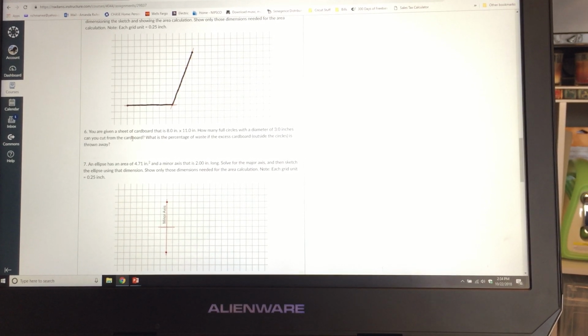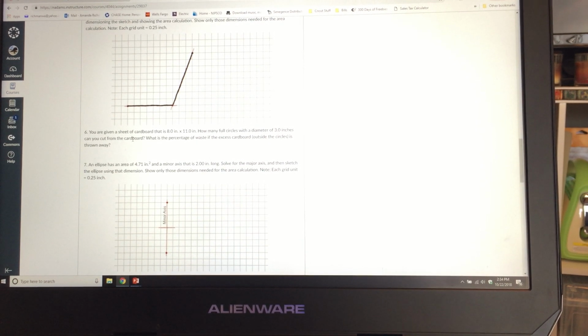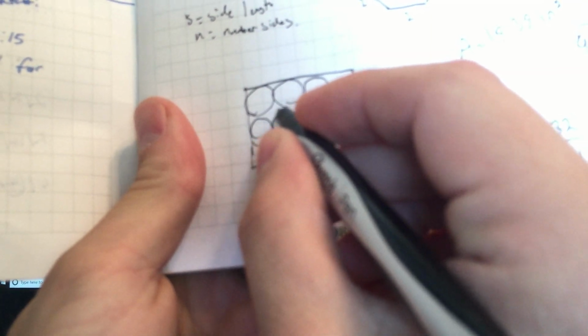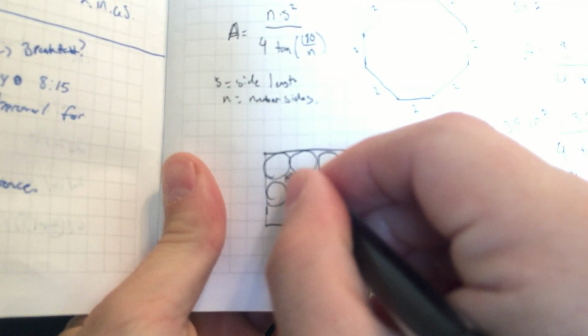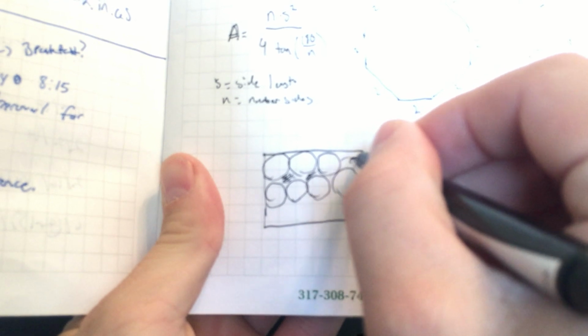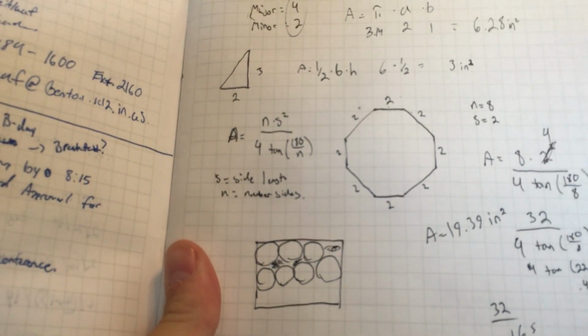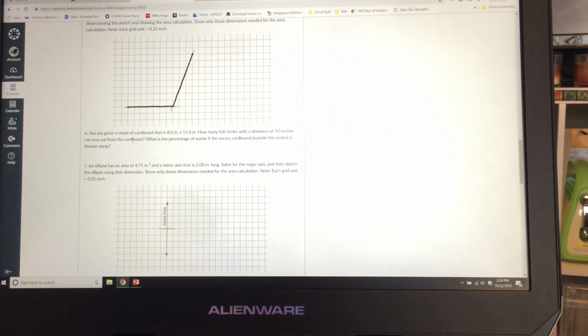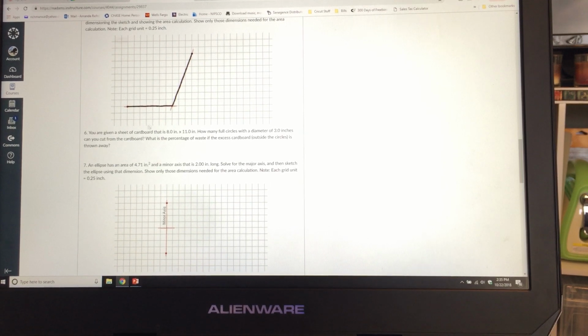So I'm going to draw an example here. Alright, so you're going to have wasted space between those circles, like here, and there, and there. Circles you might not be able to fit in. So just something to keep in mind when you're doing that problem. Seems to be something that people forget. So be aware of that.